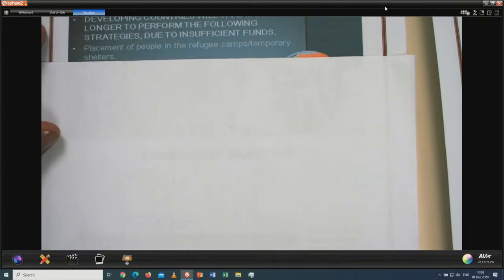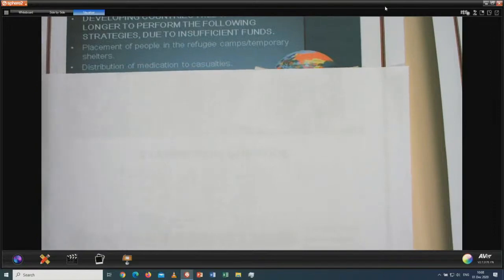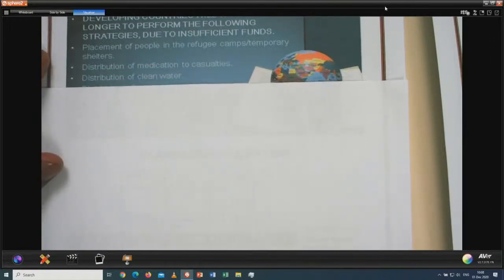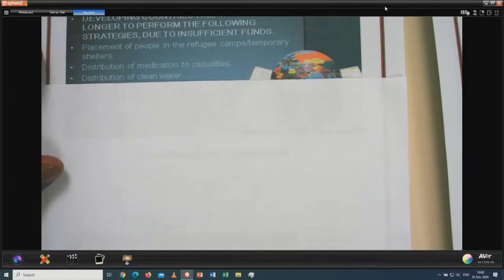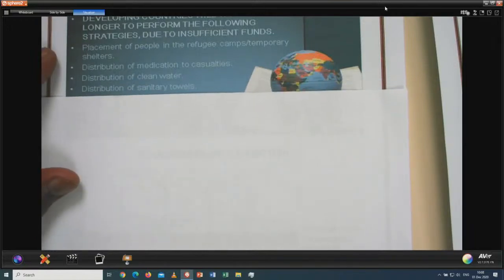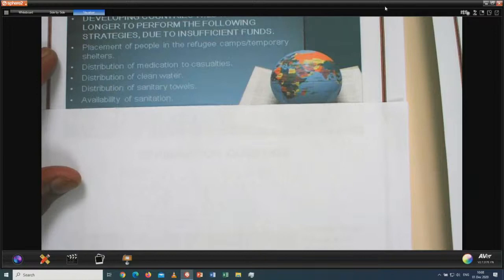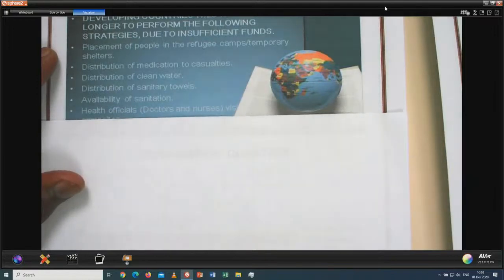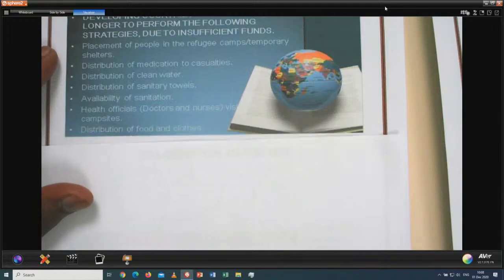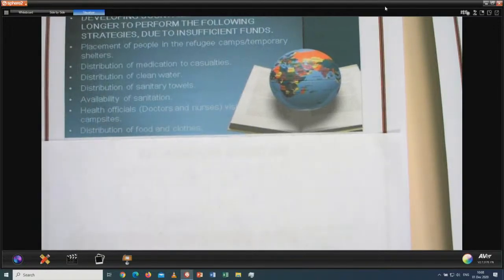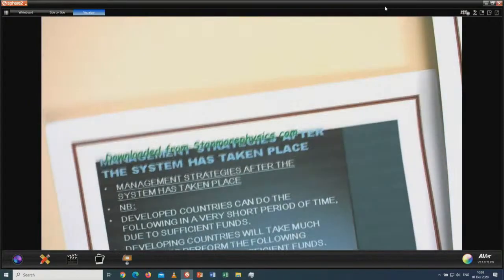The first one, placement of people in refugee camps or temporary shelters, distribution of medication to casualties, distribution of clean water. Remember, the sewage is disrupted. Distribution of sanitary towels, availability of sanitation, health officials, doctors and nurses visit campsites, distribution of food and clothes. Right, this brings us to the end of our discussion on tropical cyclones and mid-latitude cyclones.